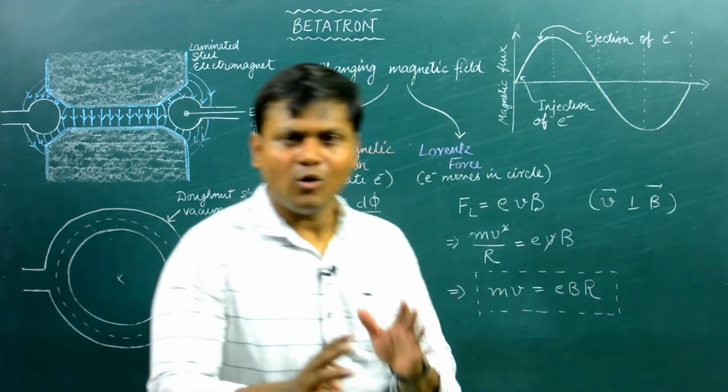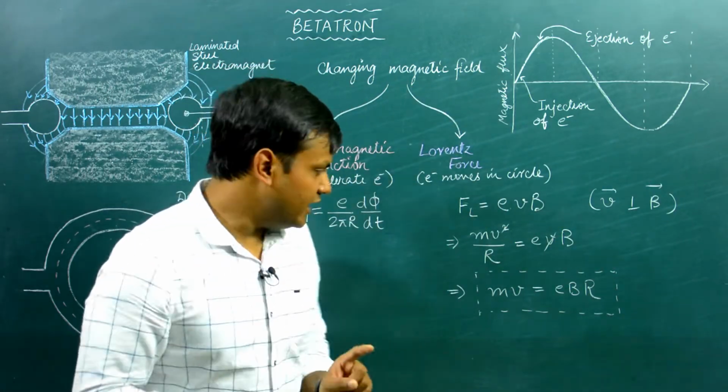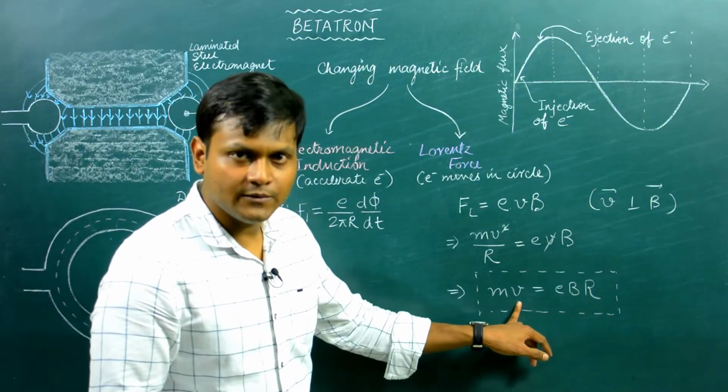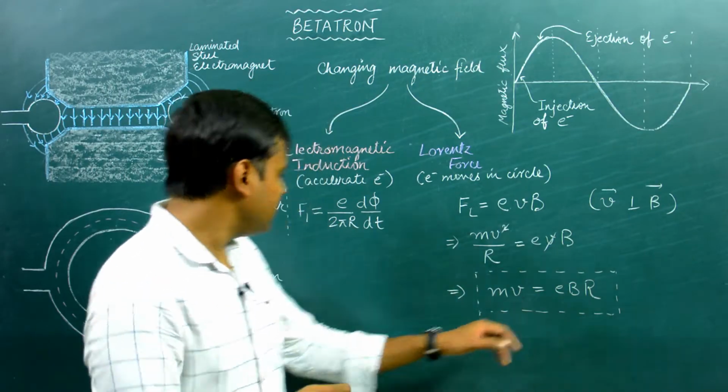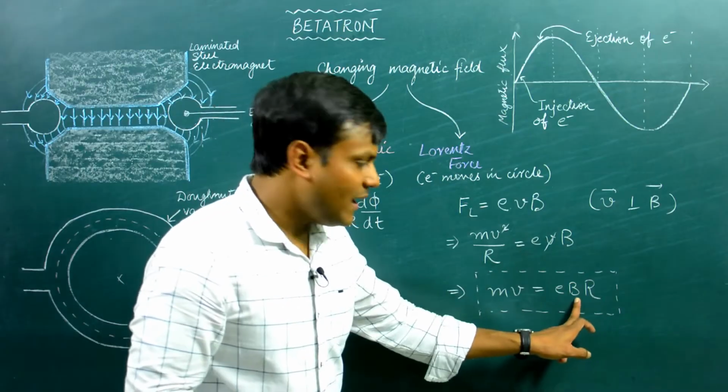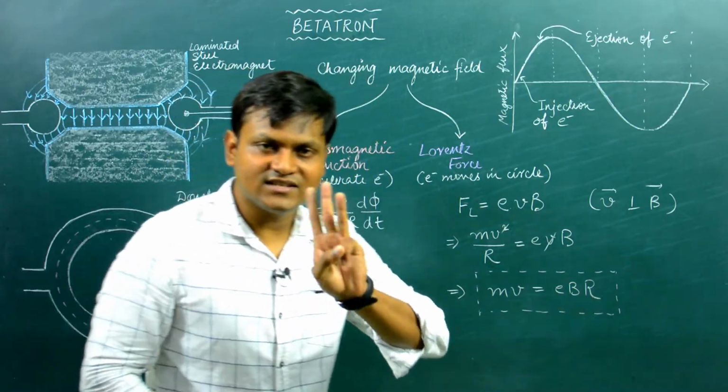Now let's look at all these parameters. So listen to me carefully, okay. There are three variables here: the magnitude of velocity of the charged particle as the electron is revolving, the magnetic field, and the radius. Okay, now let's discuss three different cases.